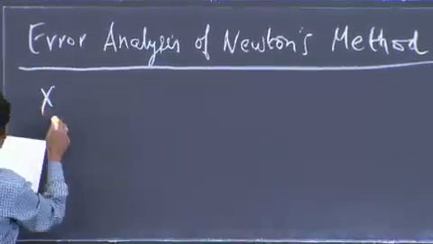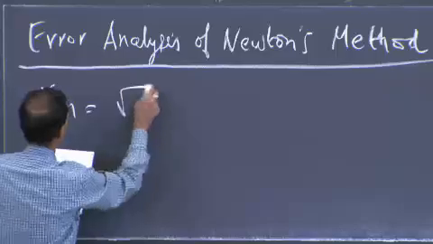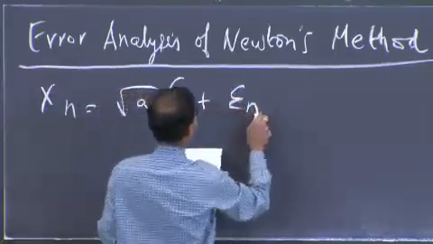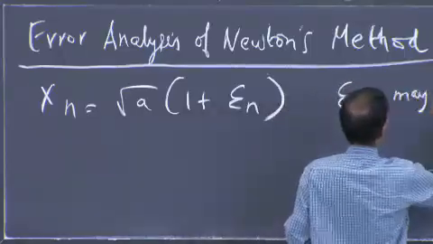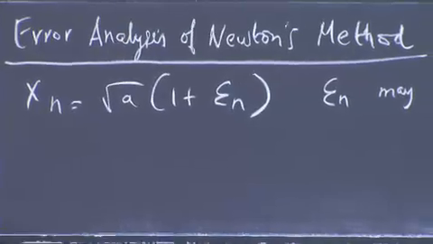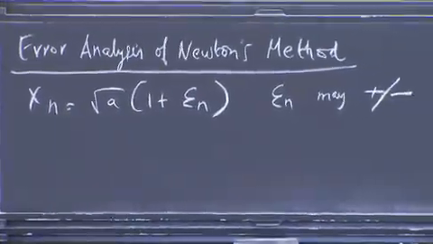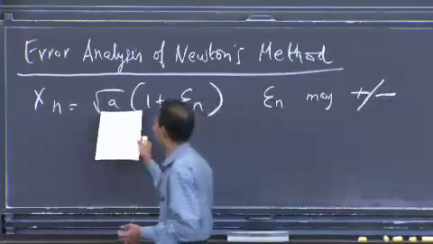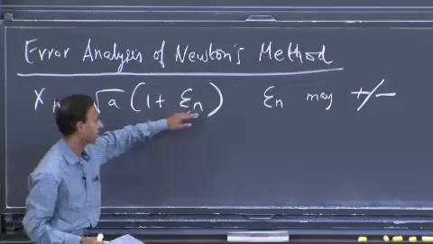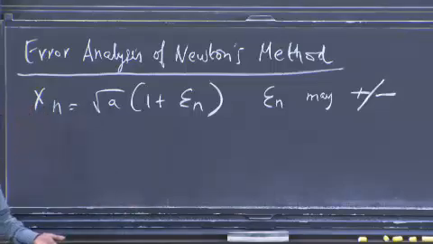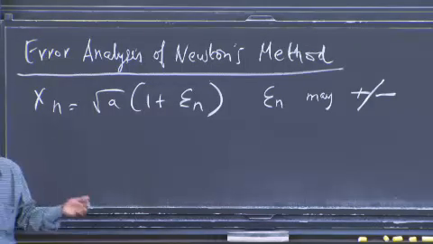And let's say that xn equals the square root of a times (1 plus epsilon n), where epsilon may be positive or negative. So we have an error associated with xn in the nth iteration with respect to what we want, which is the square root of a, and it's off by something. It may be a large quantity in the beginning. We want to show convergence, so obviously we want epsilon n, as n becomes large, to tend to 0. How fast does this approach 0?